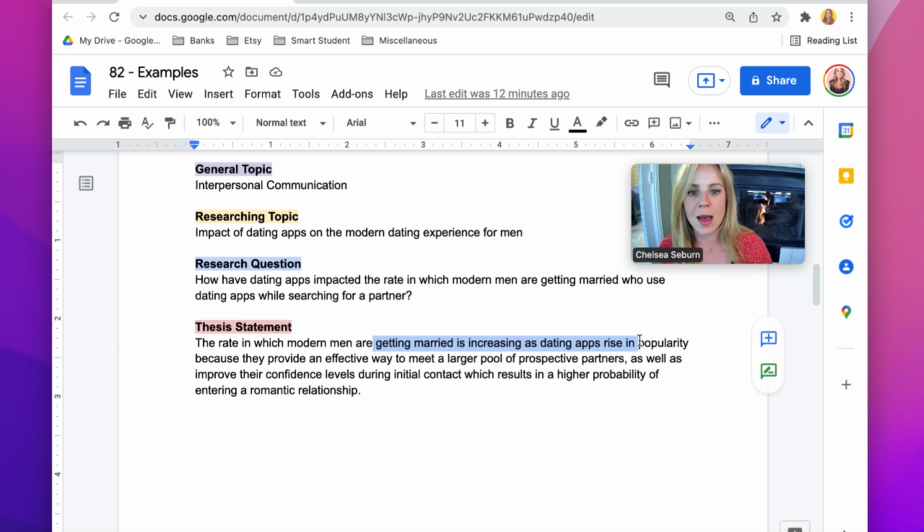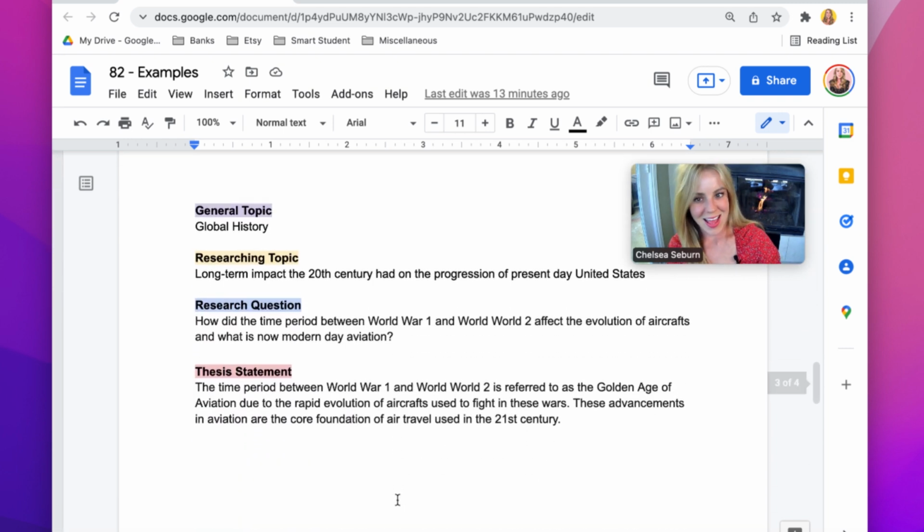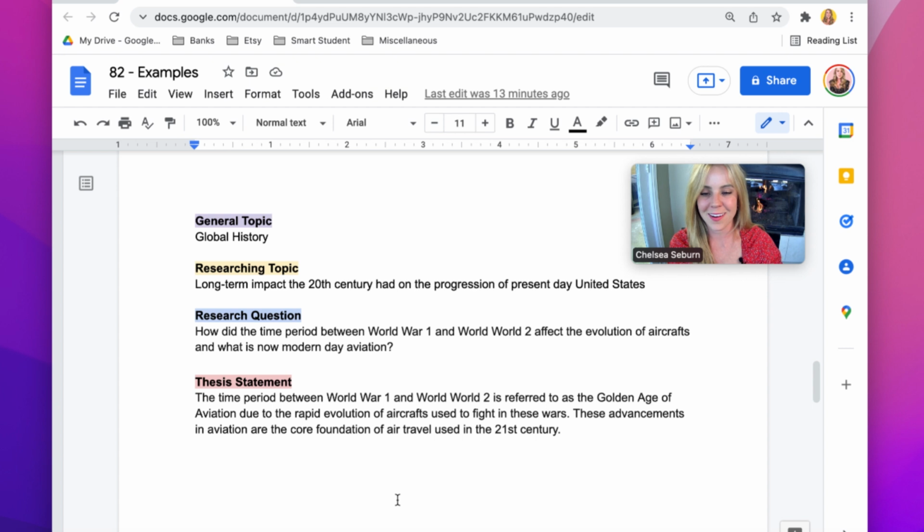Now, why do we believe that? Why are dating apps increasing the rate men are getting married? It's going to be these last 2 points right here, that using dating apps provides men a larger pool of prospective partners. It increases those confidence levels, which in turn increases the likelihood they're going to enter a romantic relationship. So, yep, our thesis statement passes that 3-component test. Let's go ahead and move on to the third example. By the way, I hope you're starting to see how these components correlate together. Remember, point A, direction, point B.